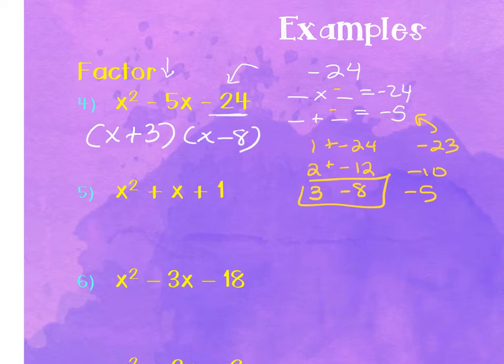All right. Next one. Factors of 1. 1 times 1. But if I go back and add those, 1 plus 1 gives me 2. I wanted a 1 in the middle. When this happens, then you're going to say that you cannot factor it.